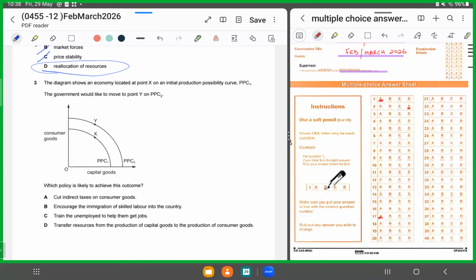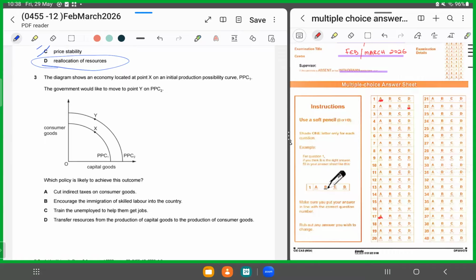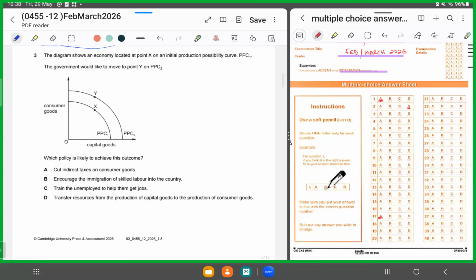Whenever any economy is trying to shift towards a higher PPC, it has to do so by increasing the quantity or the quality of its factors of production. That means there has to be an increase in the productive potential of the economy. Keeping that in mind, let's look at the options. Option A says cut indirect taxes on consumer goods. B says encourage the immigration of skilled labor into the country. C says train the unemployed to help them get jobs. And D says transfer resources from the production of capital to the production of consumer goods.